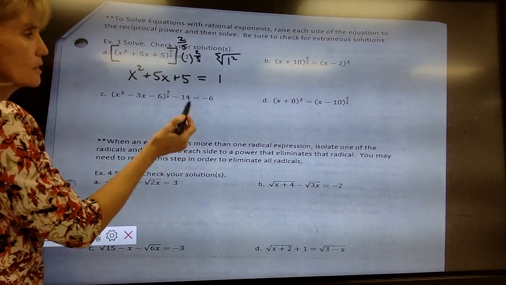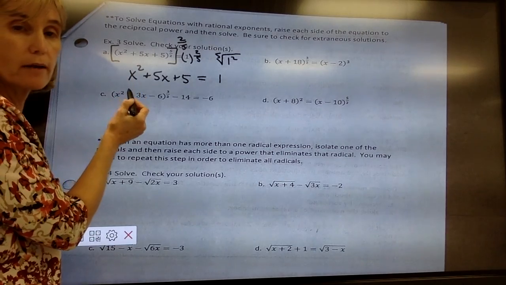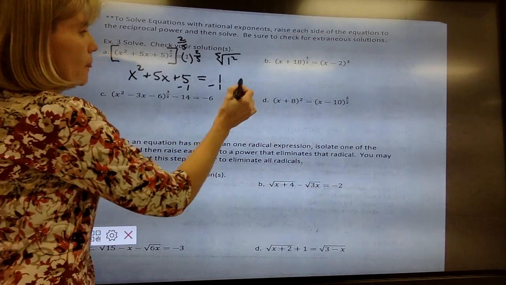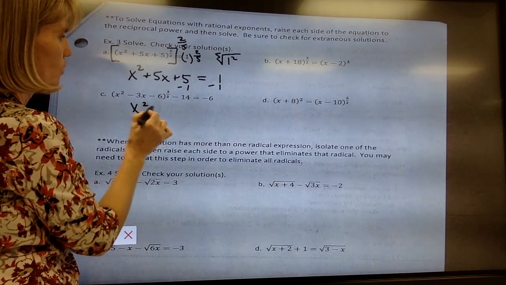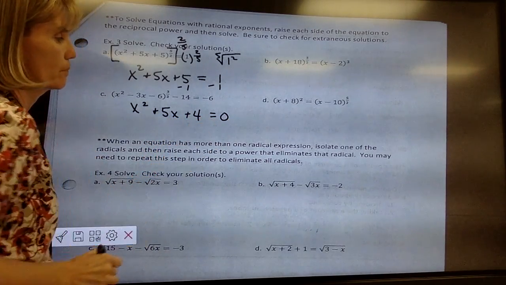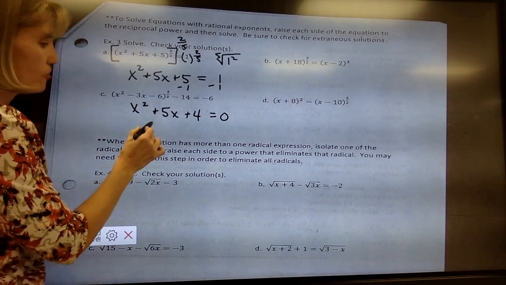How do I do this? It's a quadratic, so just like in the previous example, since you have a quadratic, you have to set it equal to 0. So I'm going to subtract 1 from both sides, which is going to leave me with x squared plus 5x plus 4 equals 0. And now we want to solve that. We can solve it by factoring.